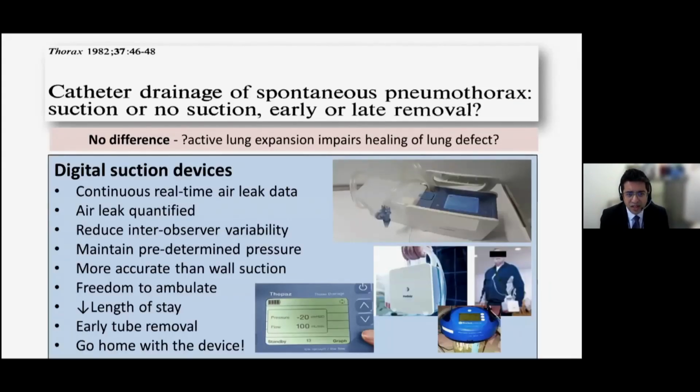How about digital suction devices? There are devices such as the Topaz drain, you can see here, which is produced by Medela, and Rocket Medical have also got a portable suction unit which you can apply to drainage bottles. This provides a continuous real-time air leak measurement. It's quantified, you can set the pressure and it'll tell you what the flow is. The patient can be ambulatory with it, so they're not attached to wall suction with a bottle. And perhaps if the flow goes down, you can reduce the pressure, and you can use this to give an indication whether the pneumothorax has resolved and avoid repeated x-rays.